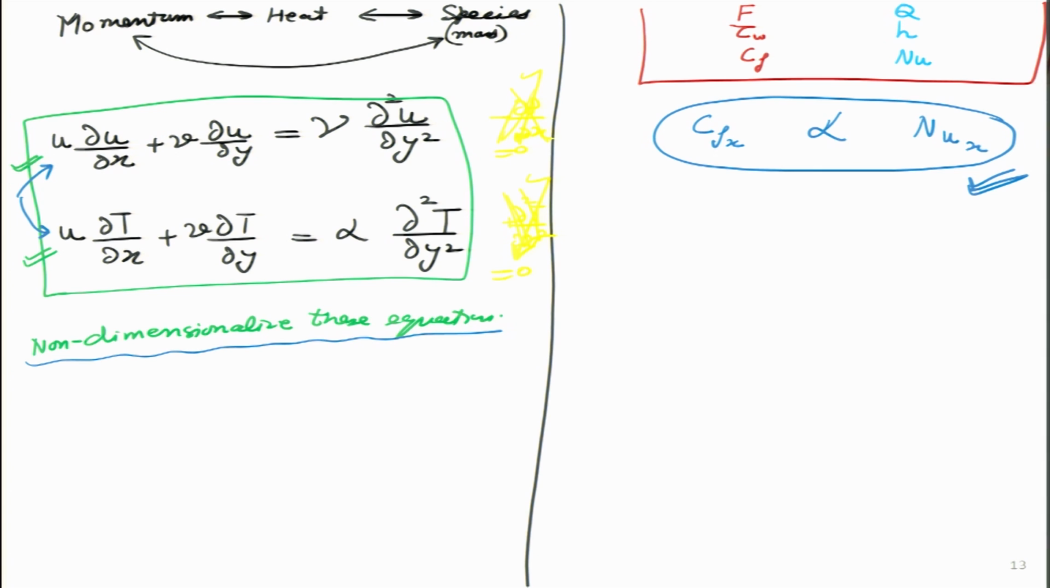So, I think we have done it one time earlier. Now, we will do it much more thoroughly. Let us go ahead and do that. So, I will define some new variables. For distance, I will put x star. So, x star is simply x divided by L. Then similarly, I will introduce y star, which is simply y divided by L.